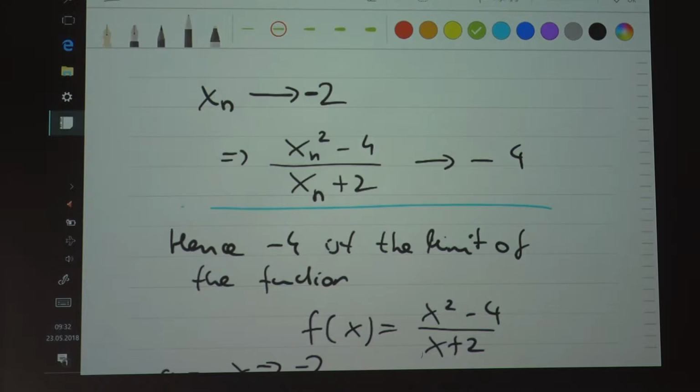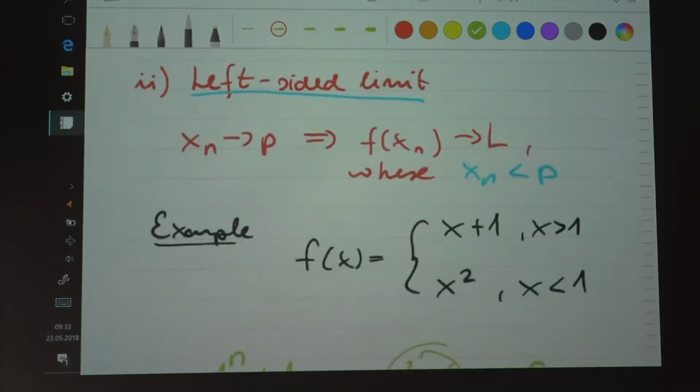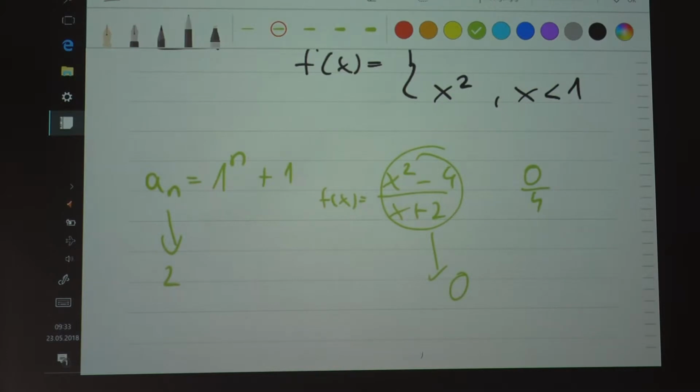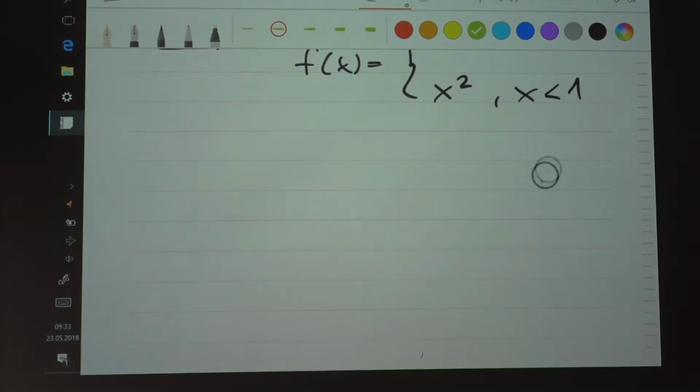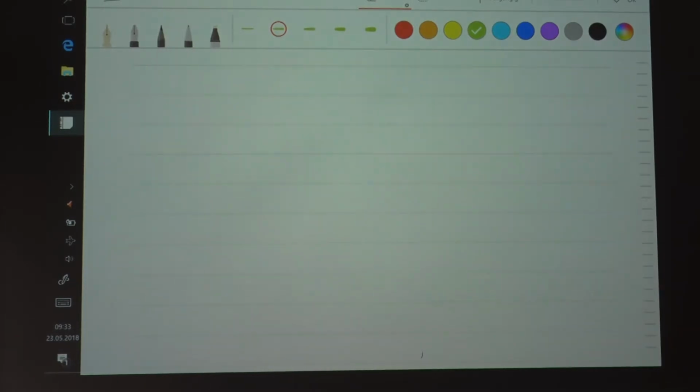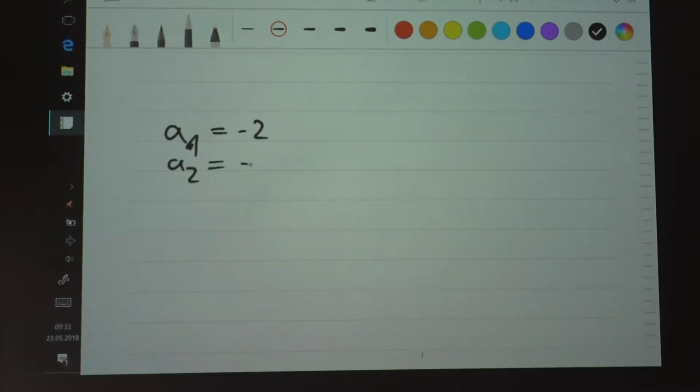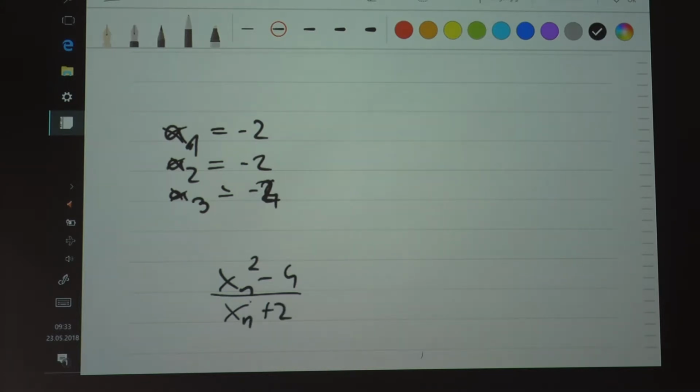Doesn't matter. My point was, look, I understand what you're saying, but the limit is actually minus 4, no matter what kind of sequence it is. So let me just illustrate the following example. Suppose that you have the following sequence, no matter what. So a1 is equal to minus 2, a2 is equal to minus 2, a3 is equal to minus 2. Or let's call it x. Now the question is, what happens to xn squared minus 4 over xn plus 2? That's the point.